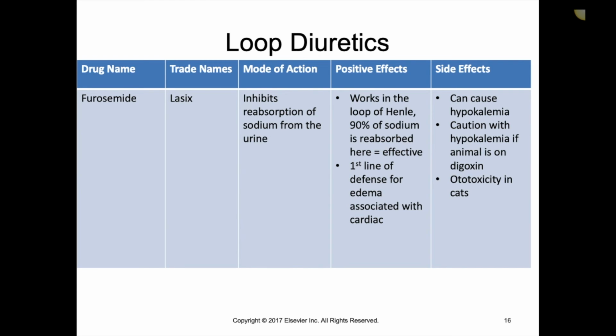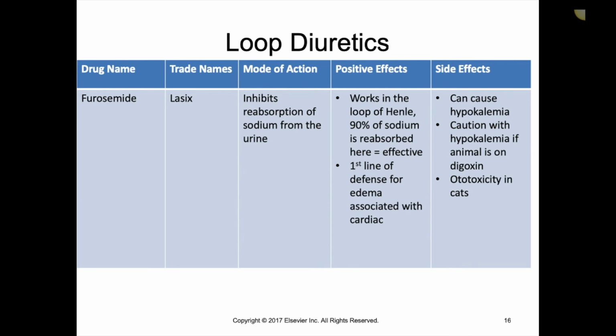So loop diuretics, common drug name that we use, furosemide, trade name, Lasix. Mode of action, it inhibits reabsorption of sodium from the urine. Positive effects, it works in the loop of Henle. 90% of the sodium is reabsorbed here, therefore it's fairly effective.